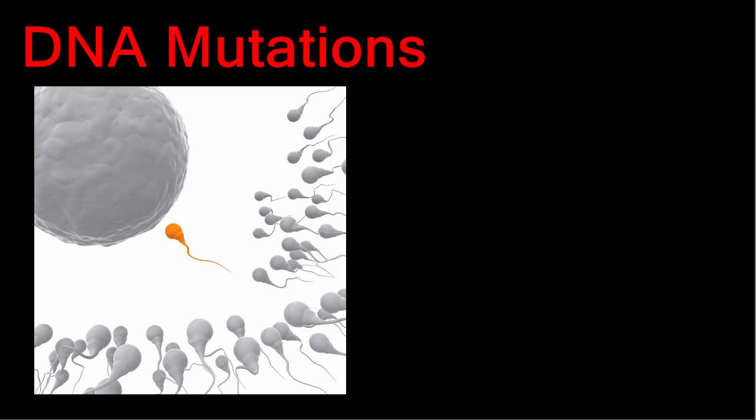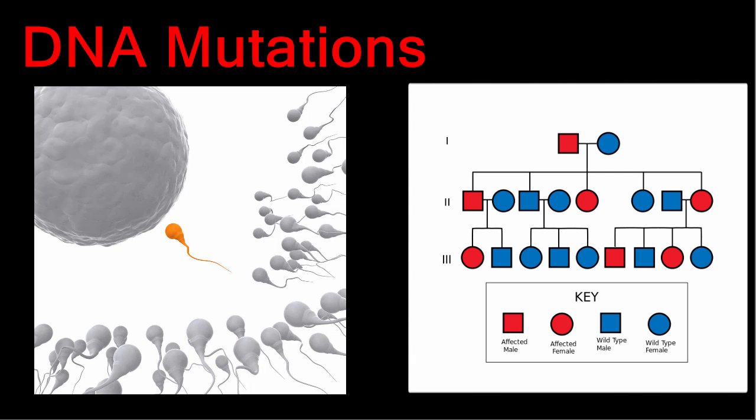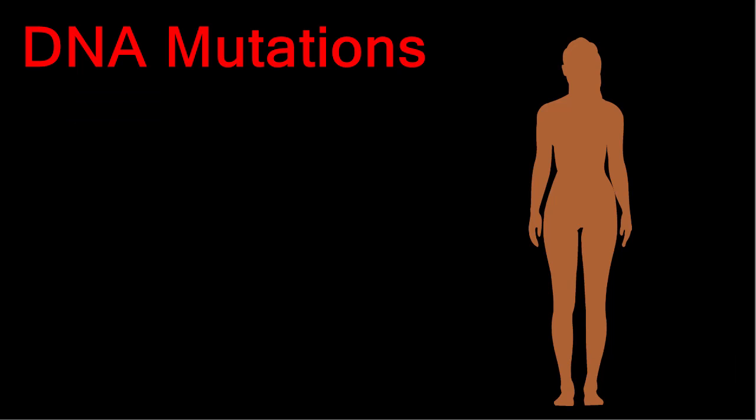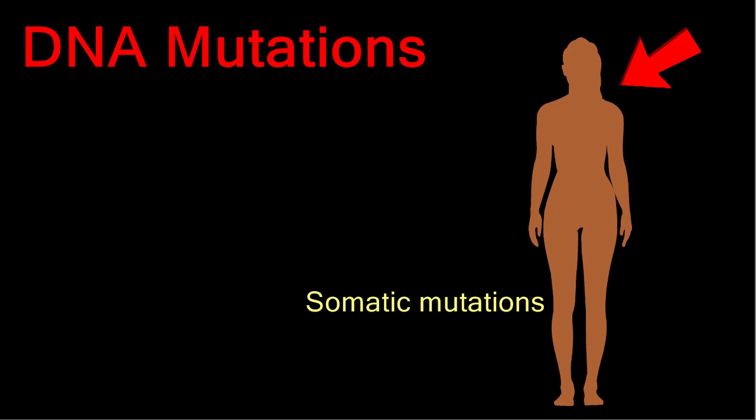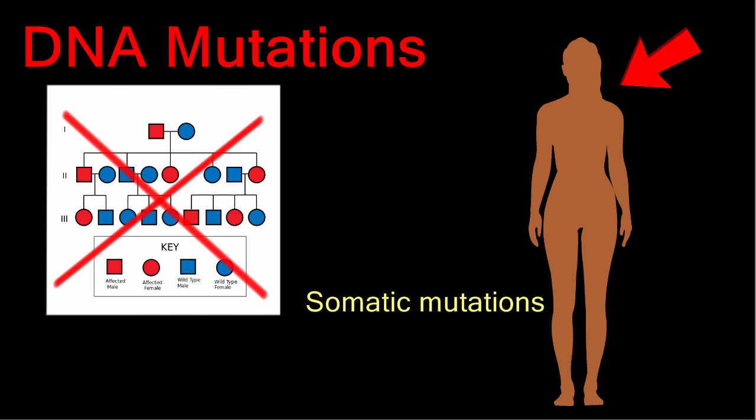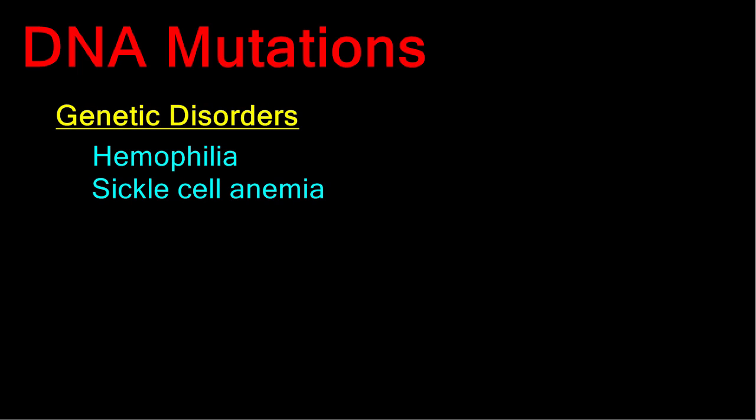Mutations that occur in gametes, like egg or sperm, can be passed on by the affected parent to their offspring. In this way, mutations can become hereditary. Mutations that occur in body cells other than gametes are called somatic mutations. While these mutations can be harmful, they only affect the individual where the mutation has occurred. Somatic mutations will not be passed on to offspring, and so their impacts are not quite as far-reaching as mutations to gametes. Some examples of mutations that have become hereditary conditions are hemophilia and sickle cell anemia.